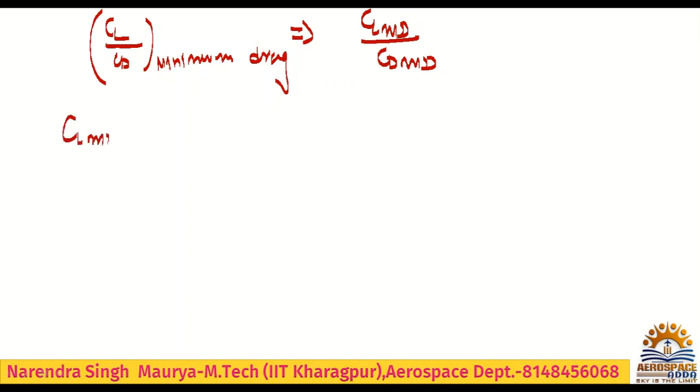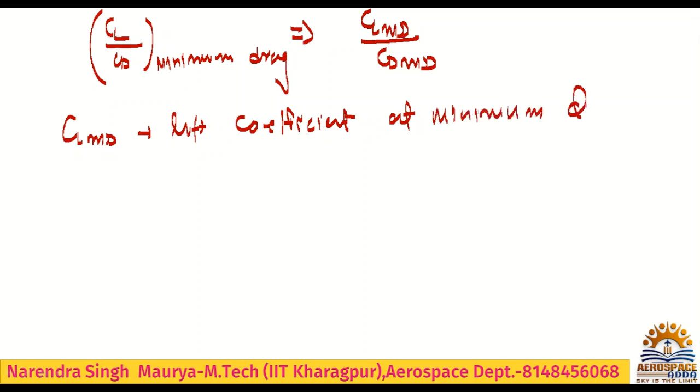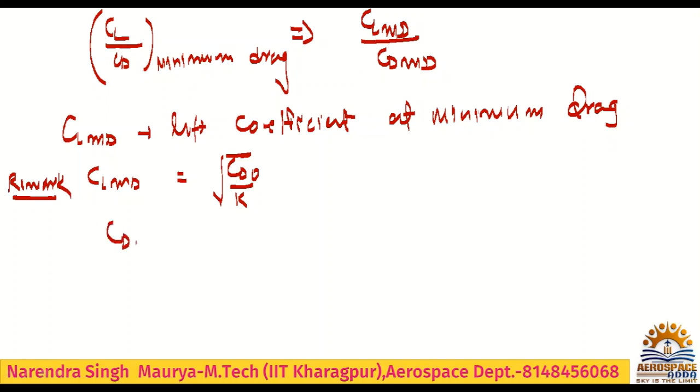CLMD is the lift coefficient at minimum drag. How to calculate this? It is nothing but CD naught by K. That is the formula. This is the remark point you need to remember. CLMD is CD naught by K. It is derived.